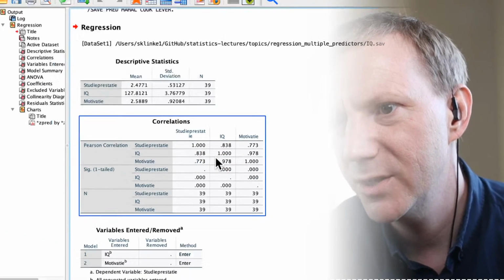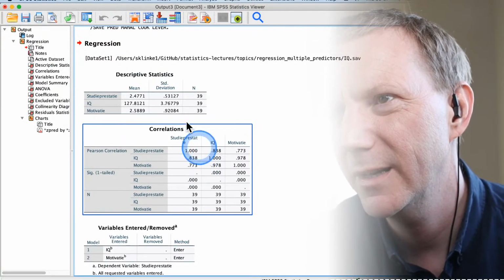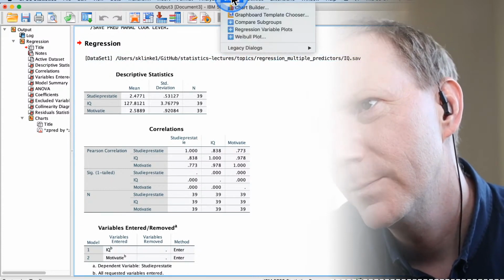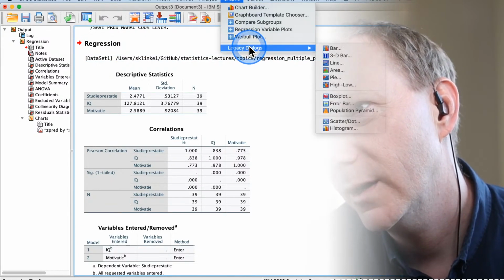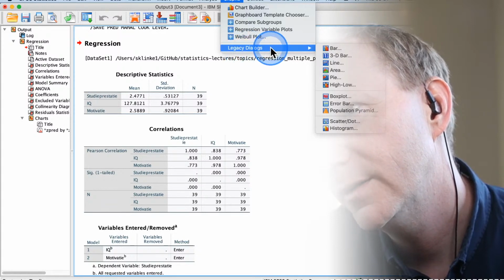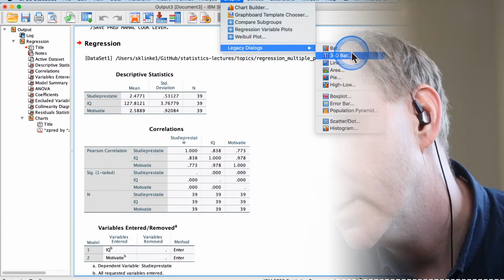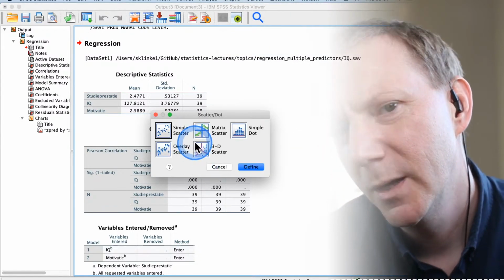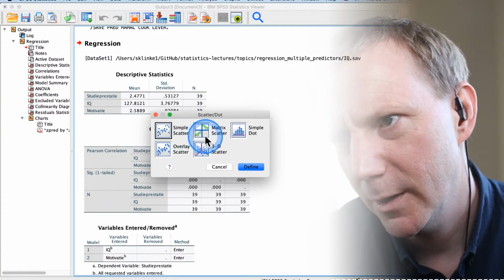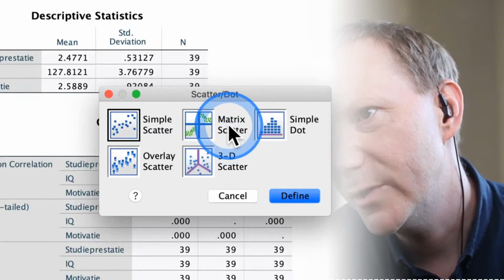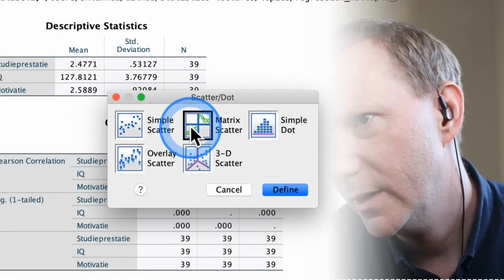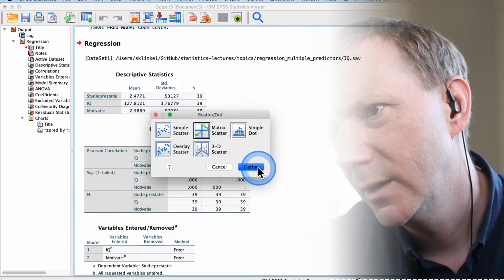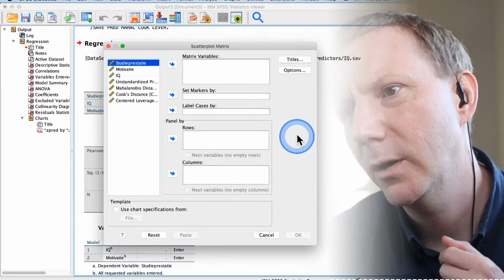Based on the correlation, I am suspicious here, and I think if we look at the scatter plot, so let's do one. There is one option here in the legacy dialogues to create a scatter dot matrix, where you can say that you want a matrix scatter plot. I think you can do this through the chart builder also, but this one gives a neat overview of those variables.